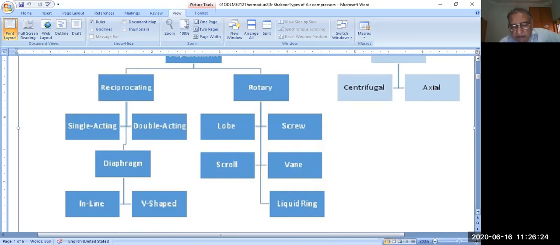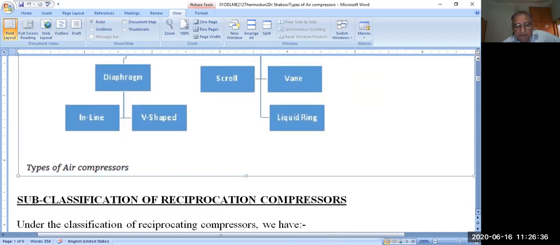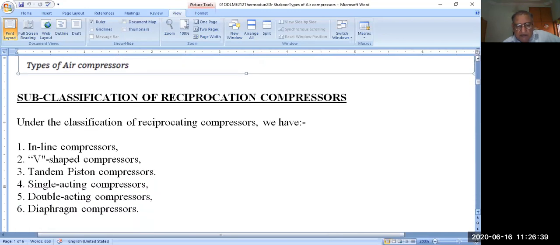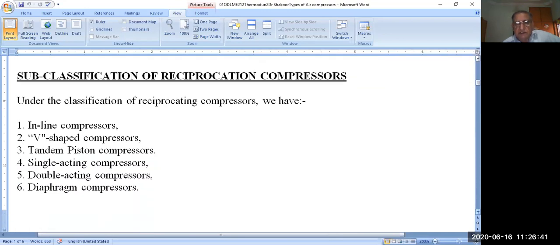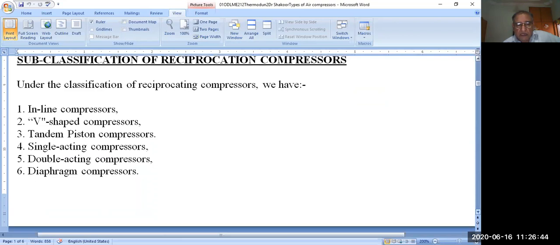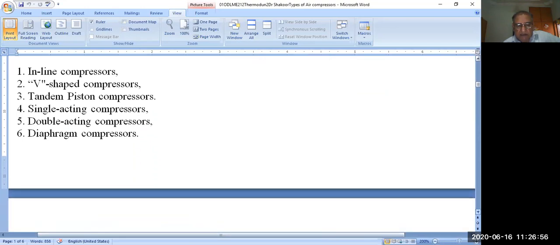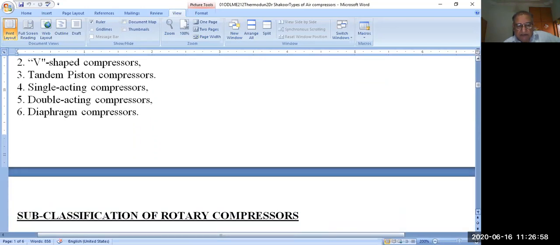On the other hand, rotary compressors are rotated by the motor directly, and they have different categories like lobe type, screw type, scroll type, vane type, and liquid ring type. Now, the sub-classification of reciprocating compressors is given here under number one: inline compressors, V-shaped compressors, tandem piston compressors, single acting compressors, double acting compressors, and diaphragm compressors.